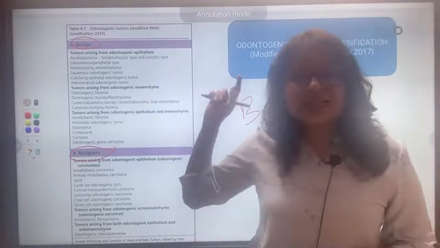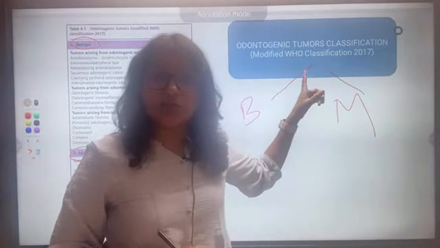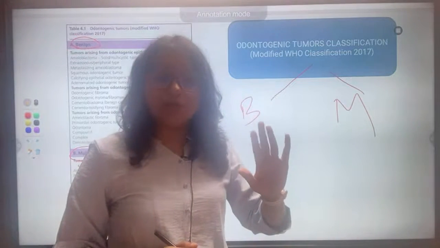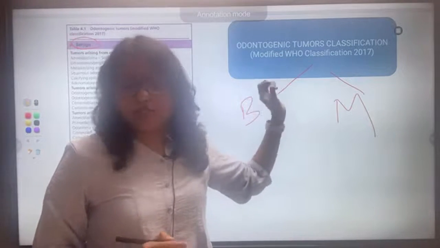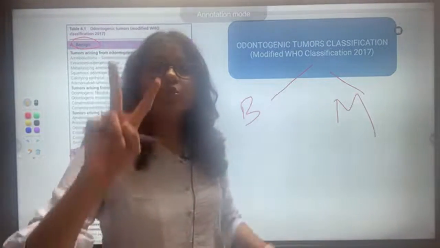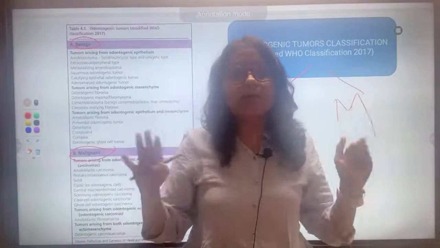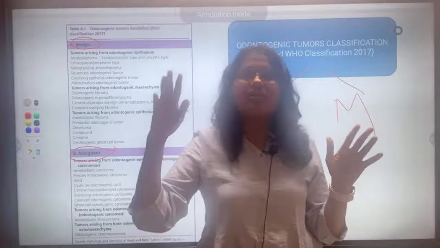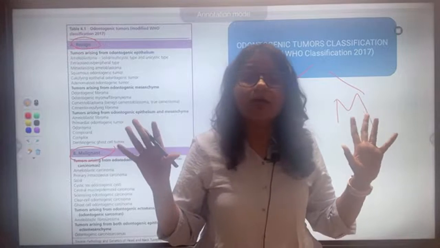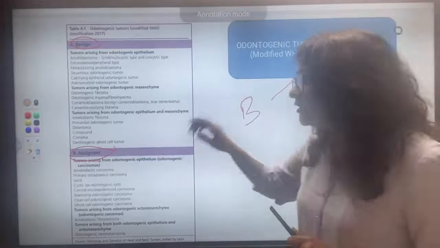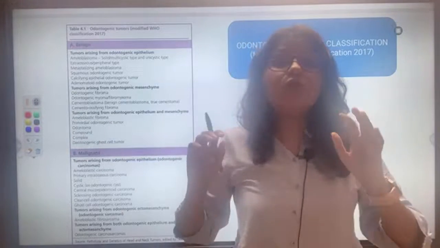This classification is a new classification given by WHO, a modified classification. The old one was the previous classification, and this is the new one, the 2017 modified odontogenic tumors classification. So first we divide into two headings, benign and malignant. I told you what benign and malignant are: benign tumors are slow growing, while malignant ones can metastasize, with uncoordinated growth. Now further, I told you that these come from tooth forming tissues.